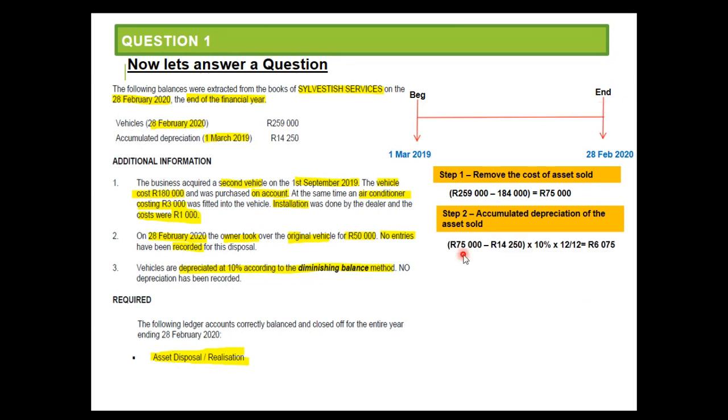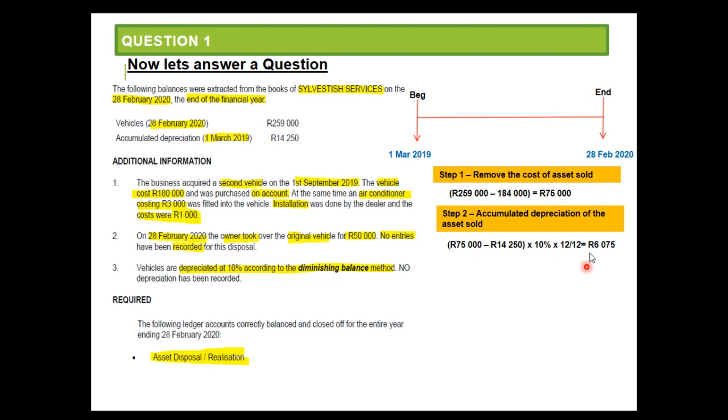I'll say 75,000 minus 14,250. Remember, here I'm calculating the depreciation for the year. But why am I minusing 14,250? Is because of the diminishing balance method. If the method was a straight line method, I was just supposed to say 75,000 multiply 10%. But because of the diminishing balance method, I must first less the previous accumulated depreciation. So I multiply it by 10% times 12 over 12.